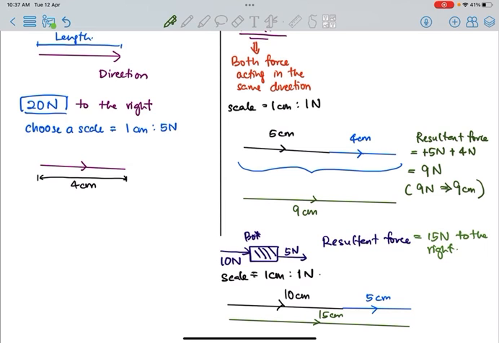I hope you have learned a good idea of the basics of resultant forces. We will go into another part where we will include some negative forces, and we'll see the resultant when we have forces acting in different directions.